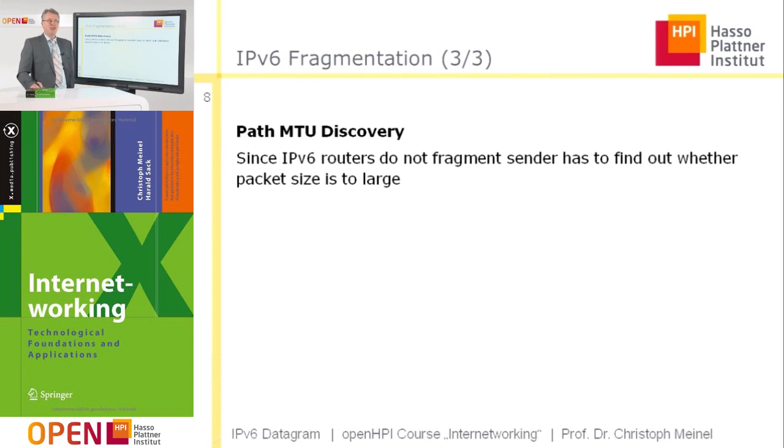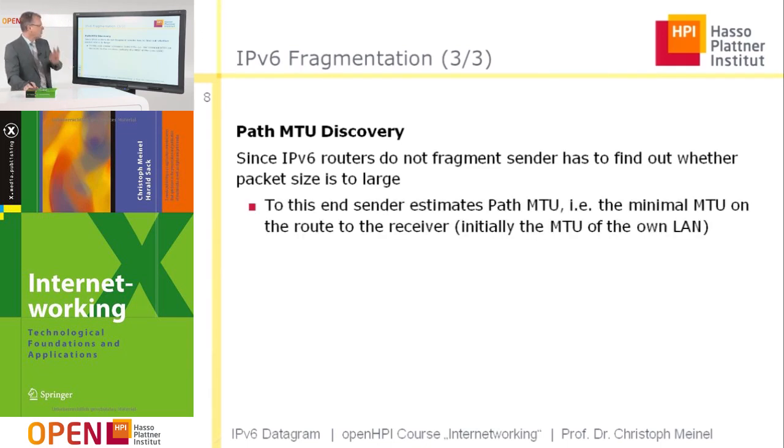The IP version 6 routers do not fragment, so the sender is responsible. So the sender has to find out whether a packet size is too large for the transport to the receiver. What is the sender doing? He starts this path MTU discovery process. So the sender estimates the path MTU. And the path MTU, that's the minimal MTU on the route to the receiver.